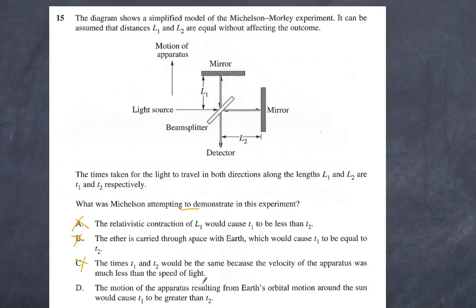D, the motion of the apparatus resulting from the Earth's orbital motion around the Sun, which is true, would cause T1 to be greater than T2. That's what they were expecting. By measuring the motion of the Earth as it travels through the ether, and because the motion is in different directions at different times, they expected the apparatus to get differing results of T1 and T2. So the answer becomes D.